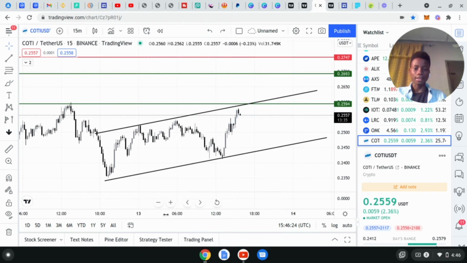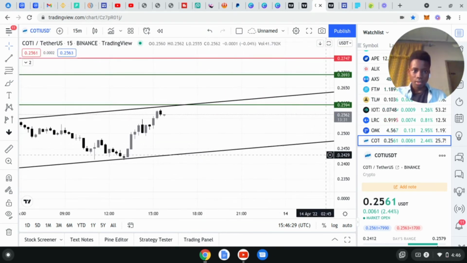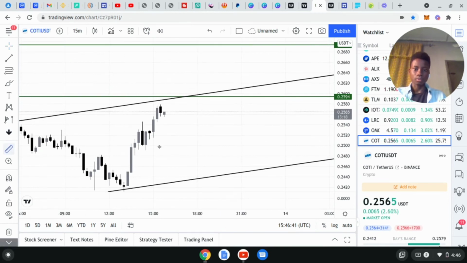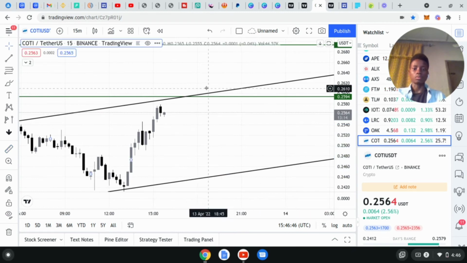Now if I see another black candle, which is a red candle, but in my case it's a black candle, that closes below here, I think I'm going to take a short entry on Coti, probably from here to down here. Then my stop loss can just be somewhere around the bow. If you don't see that, you just need to wait.